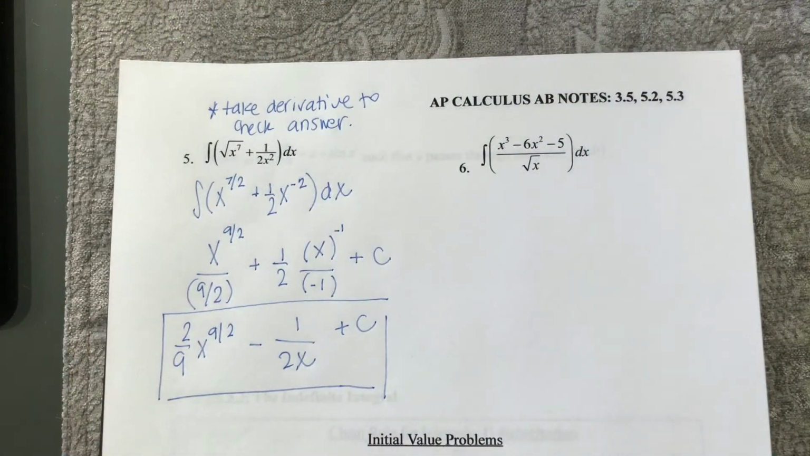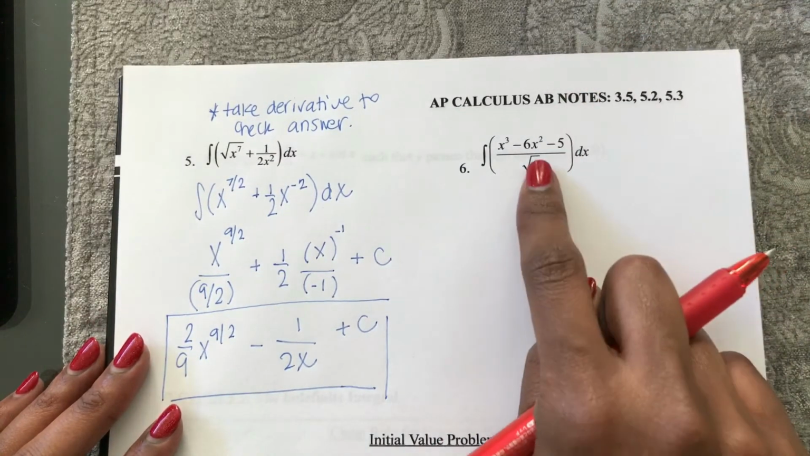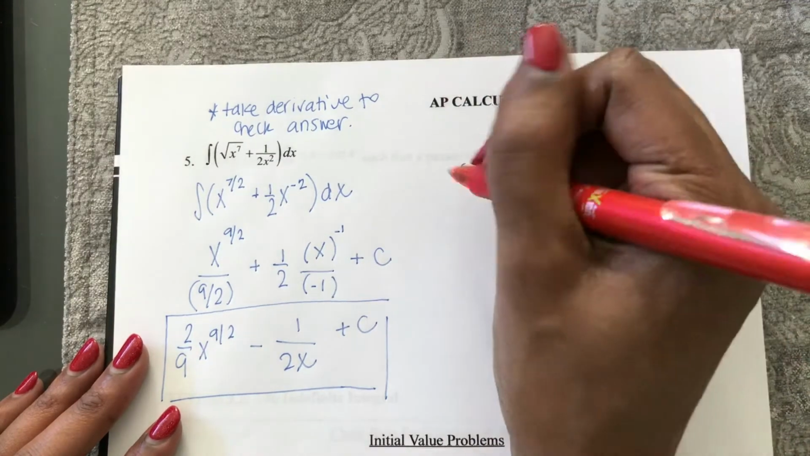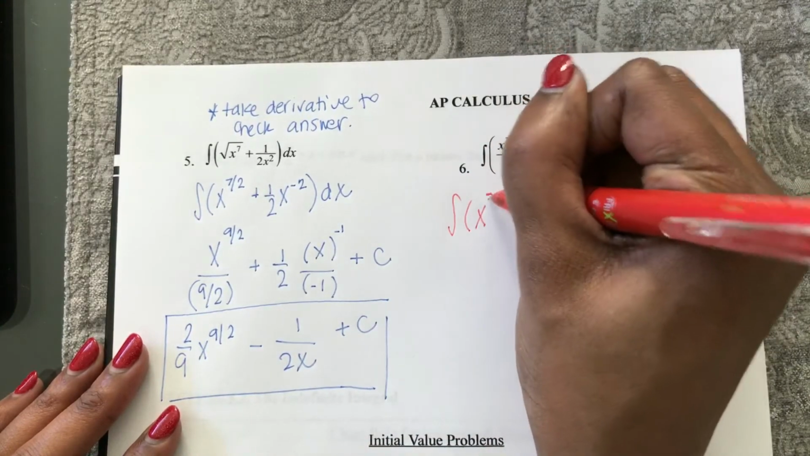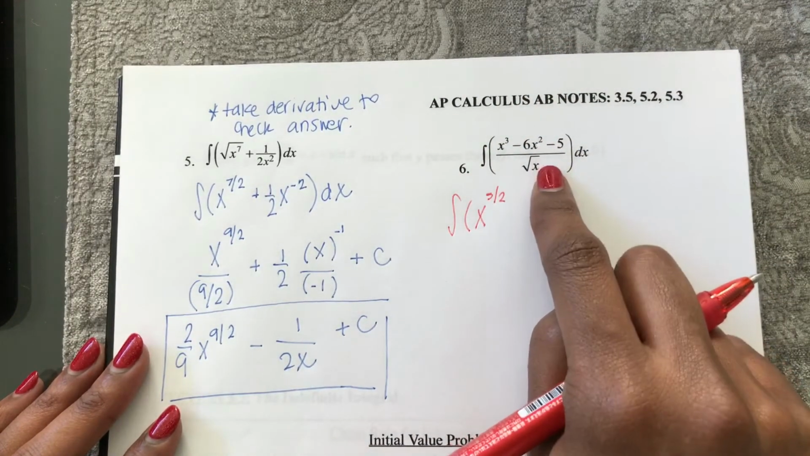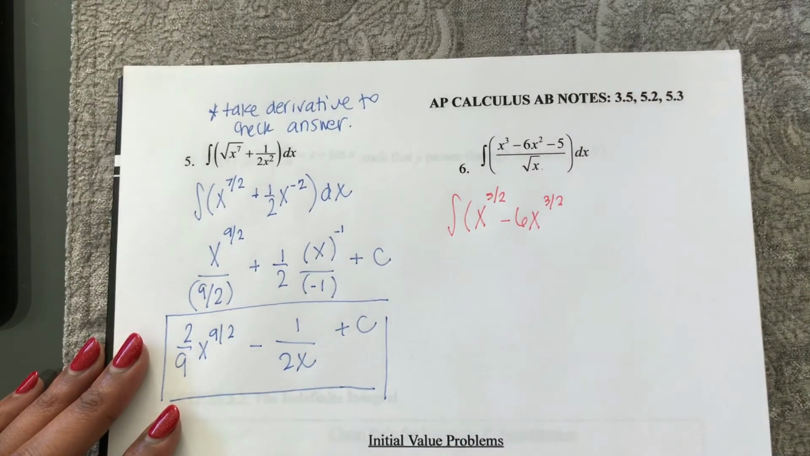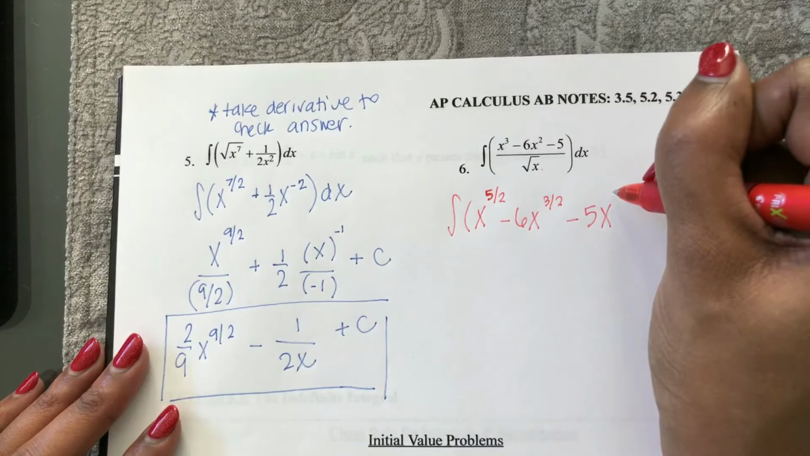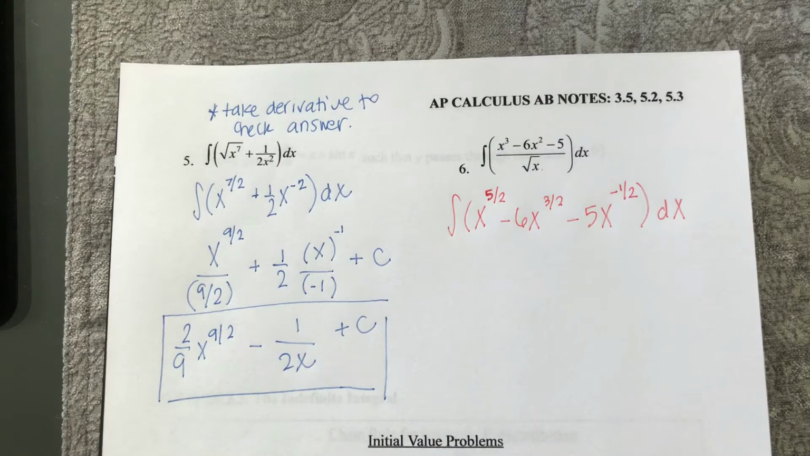Okay. Here's another one. Now, this is the same as x to the 1/2 power. So let's see what I have. 3 minus 1/2, it makes x to the 5 over 2. 2 minus 1/2 minus 6x to the 3 over 2. That is a 5. And then minus 5x to the negative 1/2 dx. So now I have rewritten this problem so that way I have powers of x and coefficients in front.